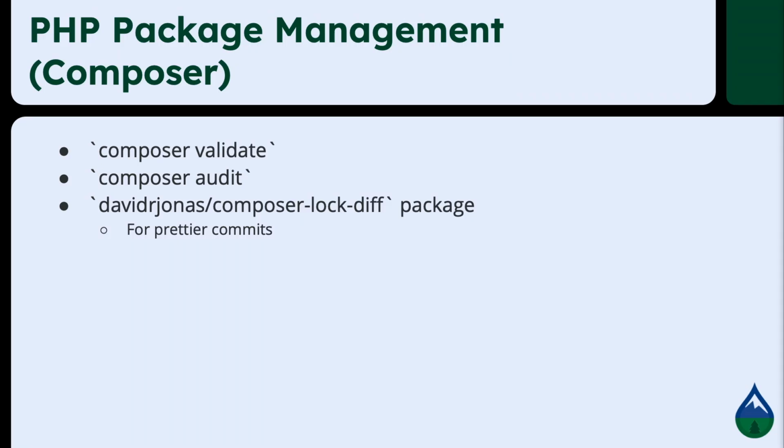And then this particular package, the Composer lock diff package, shows you all the diffs in your lock file, what's in Git, and then you can just copy and paste those right into your commit messages, and it makes it very pretty. It's nice.